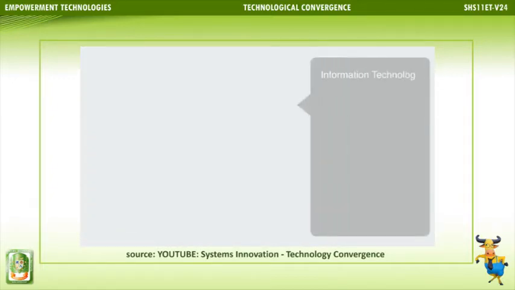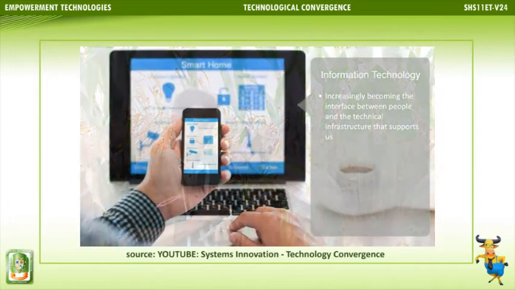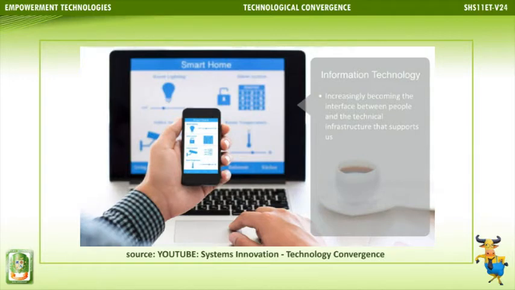Information technology is central to this process of convergence, as it is increasingly becoming the interface between people and the technology infrastructure that supports us. Devices, such as smartphones or tablets, allow us to access a wide variety of functions through a single interface. As we previously discussed, the Internet of Things is driving massive convergence of hugely disparate technologies, from tractors to washing machines to factories. They're all becoming operated through the Internet Protocol suite and often accessible through mobile devices.